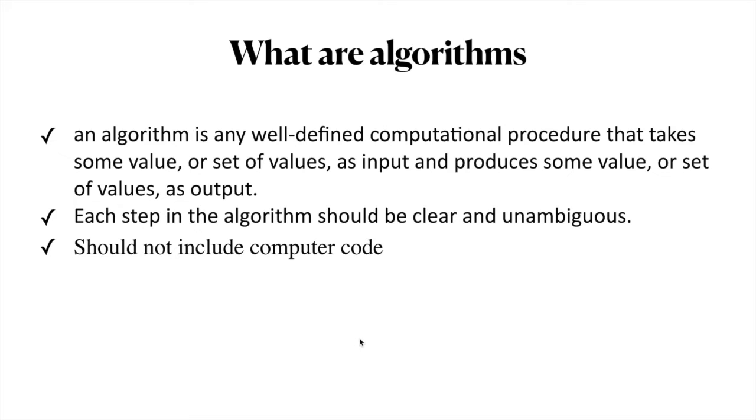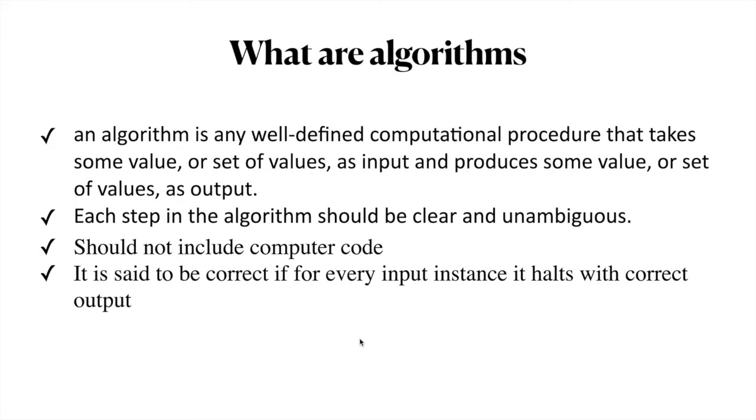design algorithms. Computer code is supposed to be used during implementation of the algorithm, and your algorithm is said to be correct if for every input instance it halts or stops with a correct output. That means for every valid input it should produce a valid output every time.